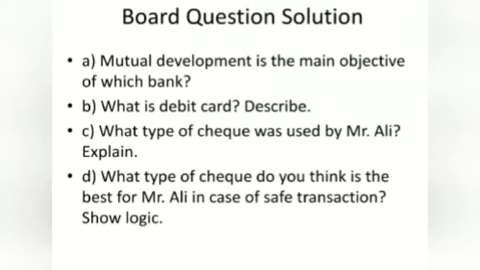Then, question number C. What type of check was used by Mr. Ali? Explain. This question is for 3 marks. Then, what type of check do you think is the best for Mr. Ali in case of safe transaction? Show logic. This question is for 4 marks. Now, we will solve this question.